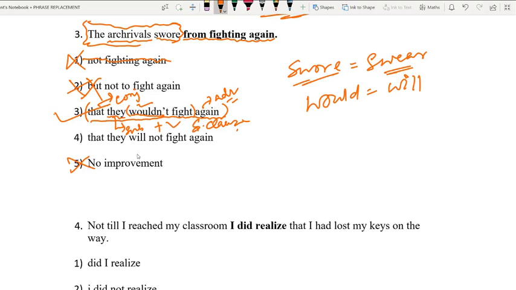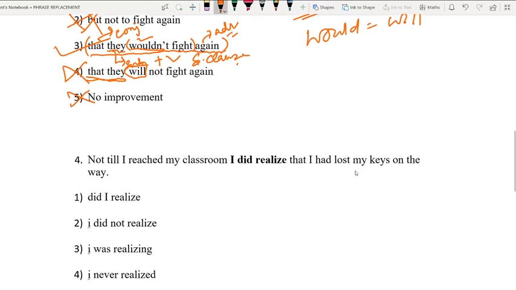And now let us go to option number 4, that they will not fight again. Till this part everything was correct, but here we have used "will". Will should not be used because the main verb of the main clause is in past tense, and as I said a few minutes back, if the main clause of a particular sentence is in past tense, the subsequent clause also has to follow the same structure, and hence option number 4 is outrightly eliminated. We have only one option, that is 3, as the answer.